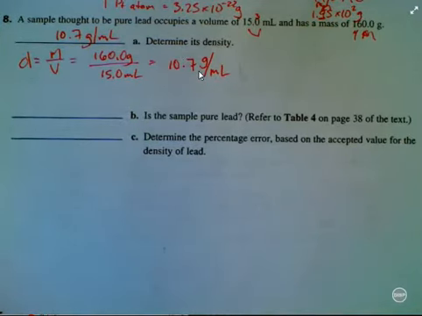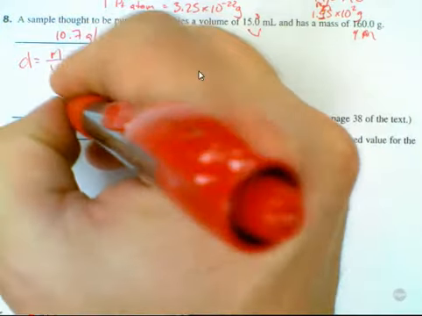Okay, do we know what it is, like what it actually is? No, we don't. It might be pure something else. It might be a mixture of something, but at least we know for sure that it's not pure lead. So what we say here is no.